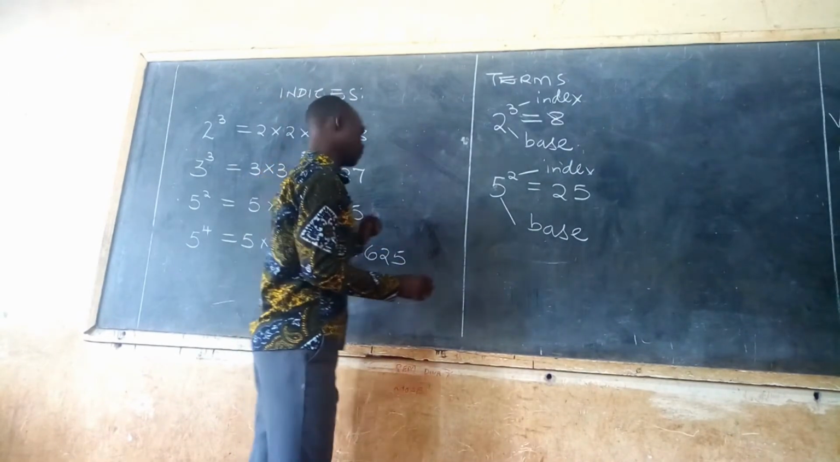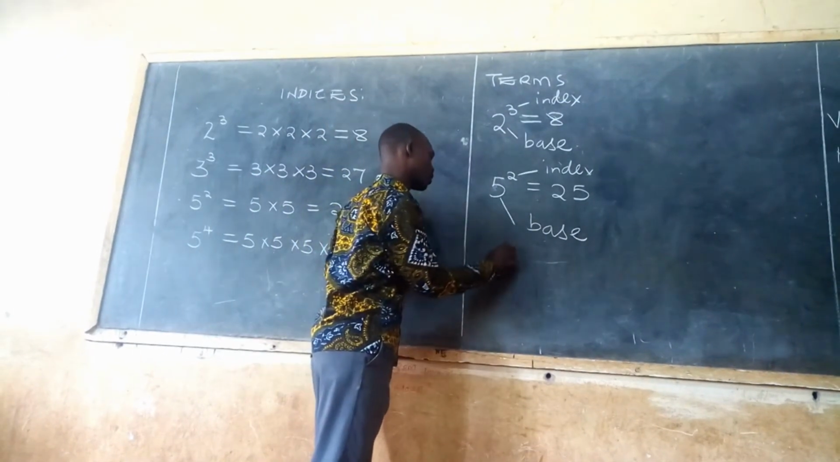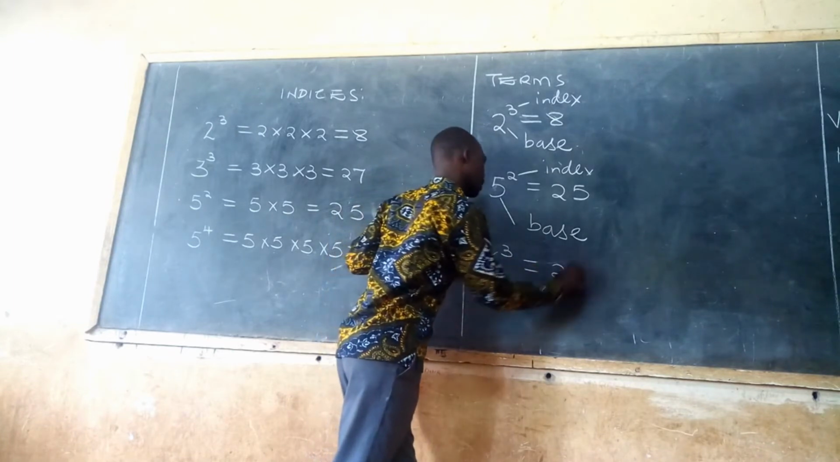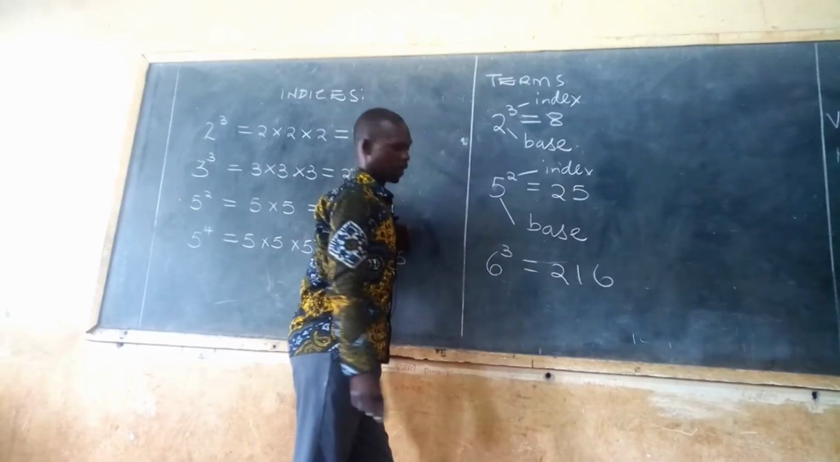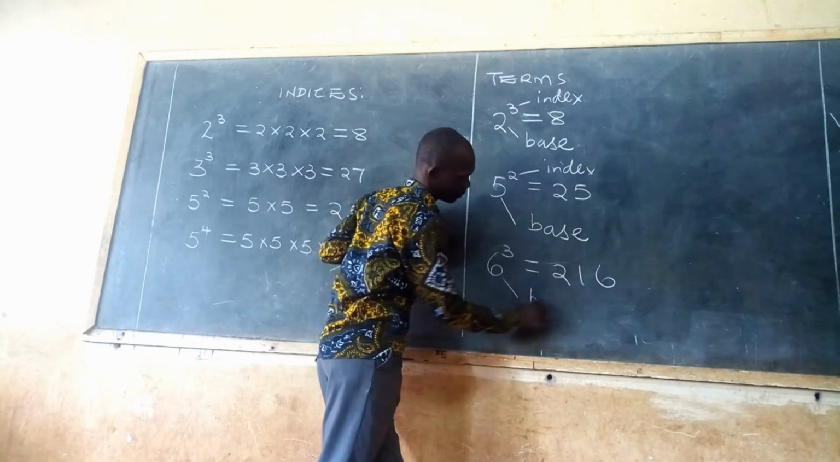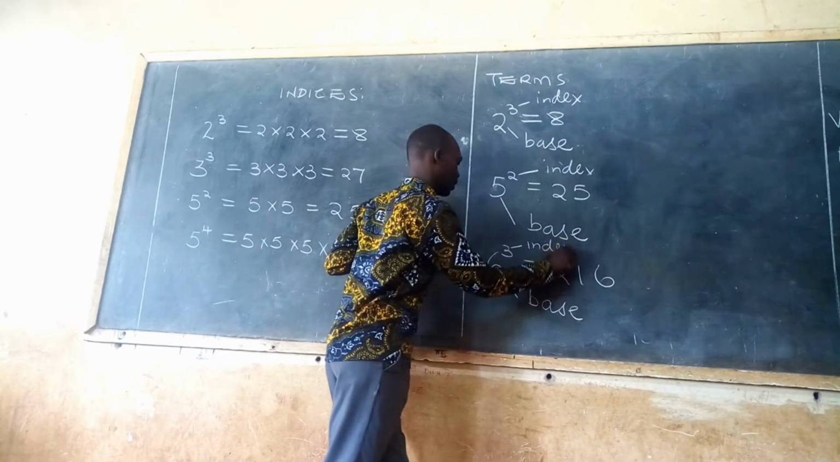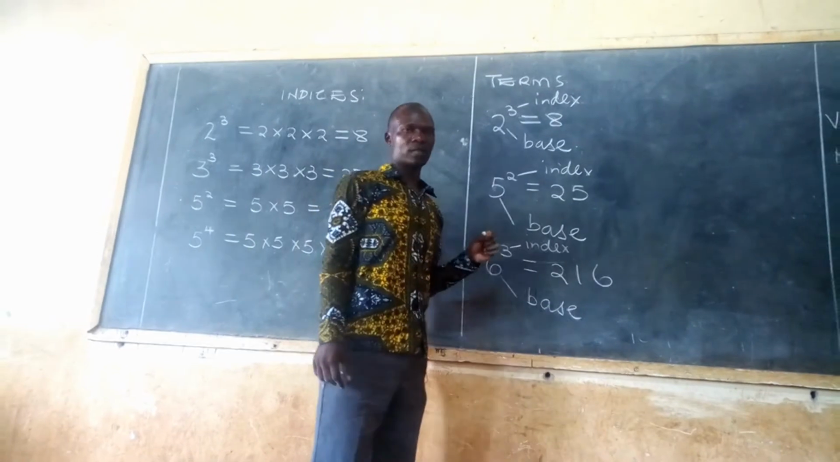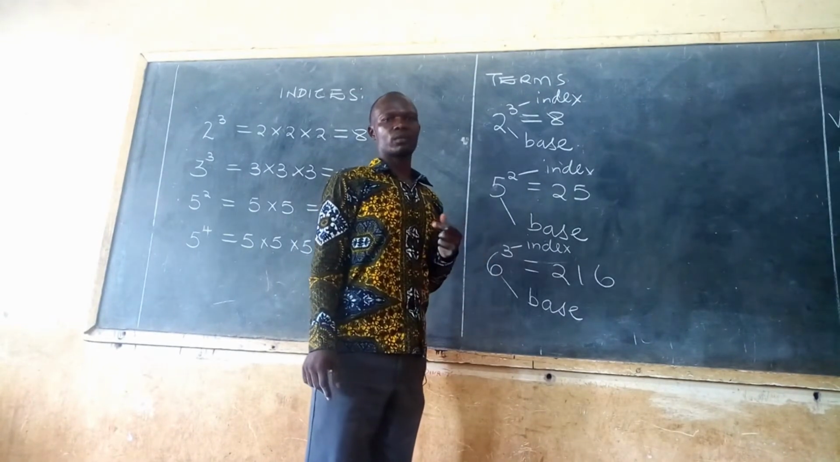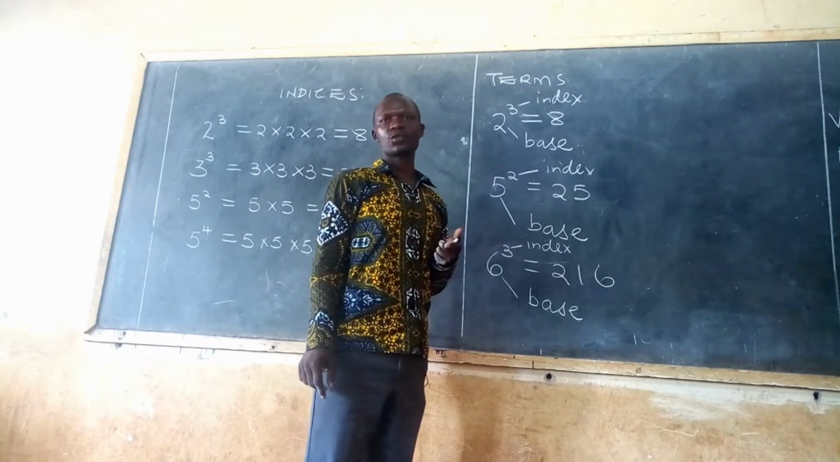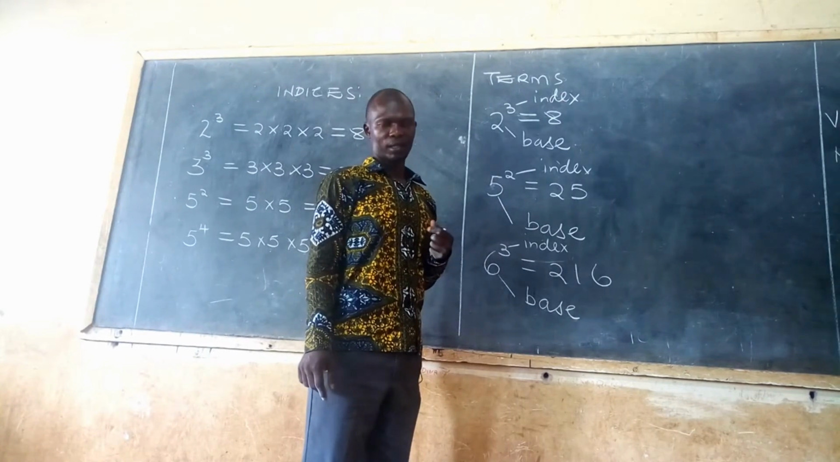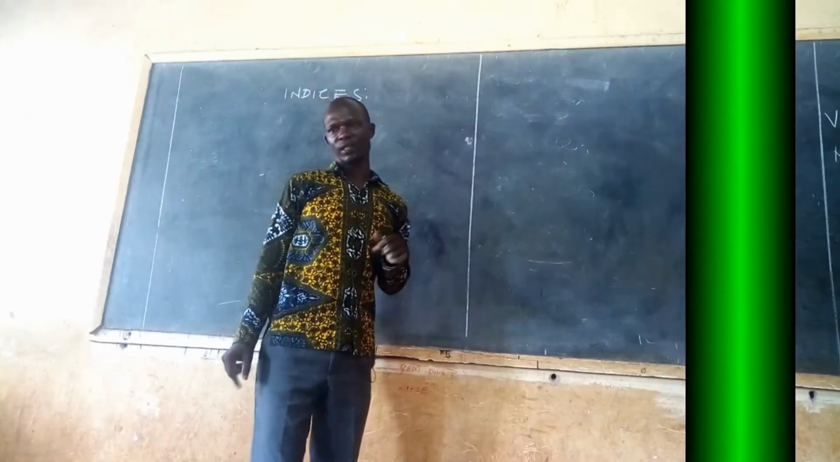In the same manner, 6 cubed is 216. Again, 6 becomes our base, and then 3 becomes our index. So those are the technical terms that we'll be using from time to time. So know which one is the base and which one is the index.